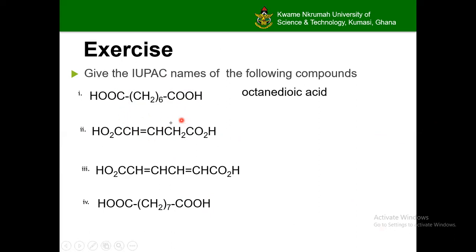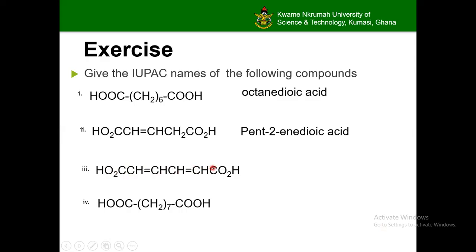Very simple. Now this one I can count 1, 2, 3, 4, 5. 5, pentane. But then there's an unsaturation, so pentene. Now, where does the unsaturation occur? On the second carbon. If you count from here, it's on the second. If you count from here, it's on the third. Usually, you want the smallest number. So 2-pentene. Now we add dioic acid, so we have 2-pentenedioic acid, or pent-2-enedioic acid. Very simple.